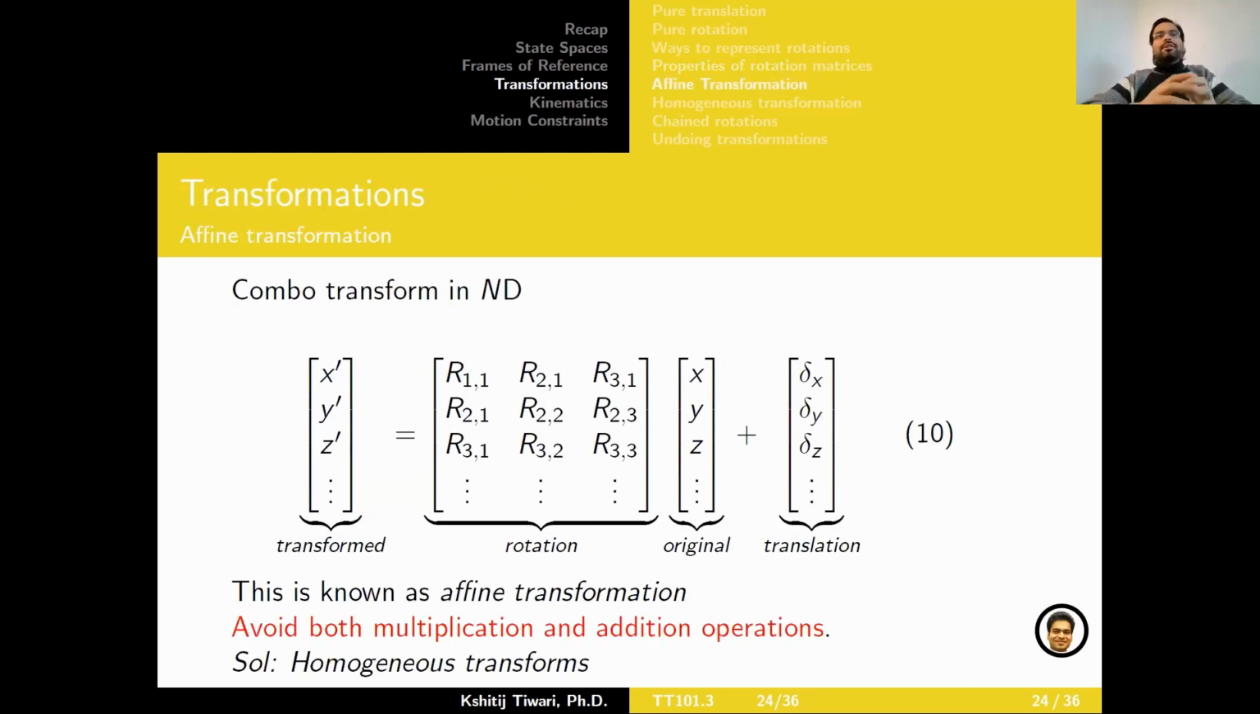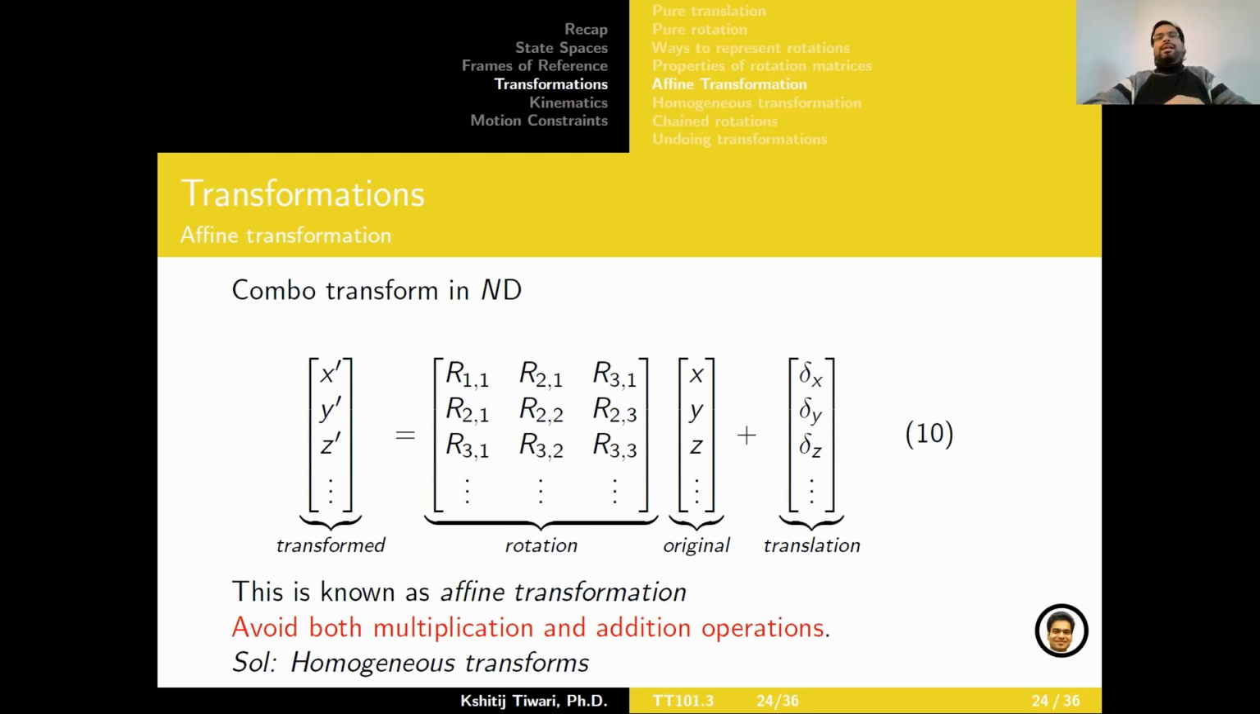Okay, so far we've looked at pure translations, pure rotations, and various ways of looking into rotations. Now we're going to look into something called an affine transformation, which allows you to do a combination of rotation and translation. So if your original configuration is here, you multiply that with a rotation matrix, and then you add an offset, which is your translation, to it. You're basically doing an affine transformation of your original configuration, and you get a transformed configuration.